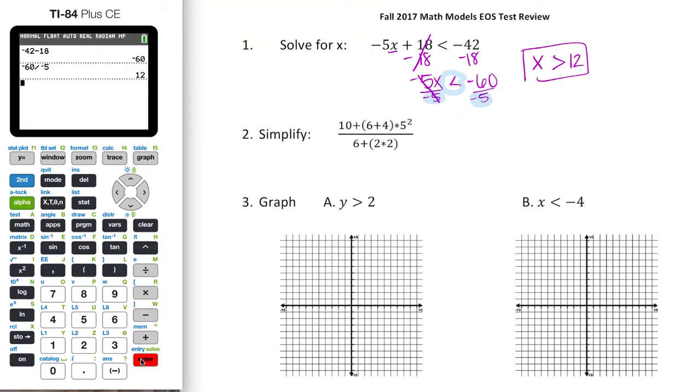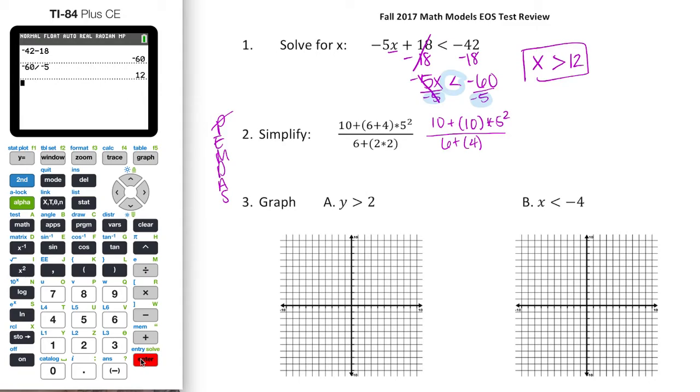All right, for number 2, we're going to use our PEMDAS. So parentheses. We're going to start with parentheses, so we're going to simplify. 6 plus 4 is going to be 10 times 5 squared all over 6 plus, and what is inside the parentheses? 2 times 2 is 4. All right, so we have done parentheses.